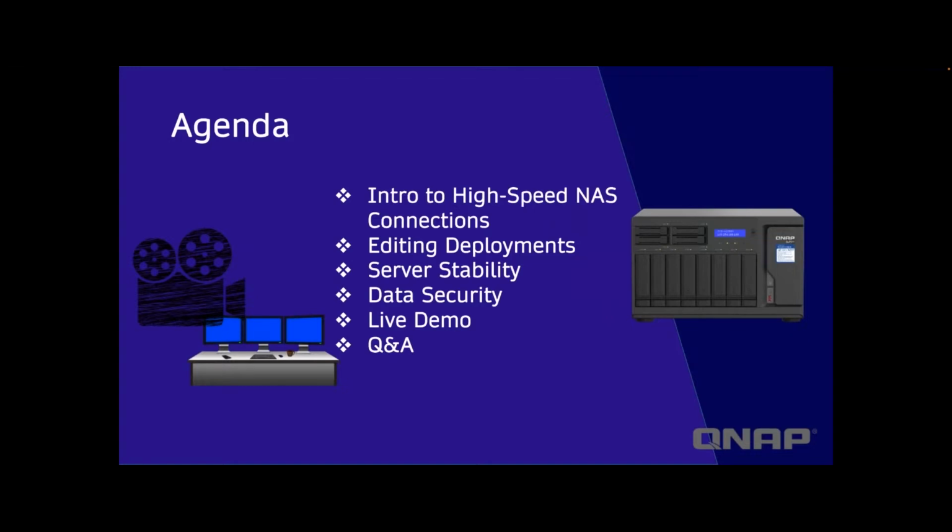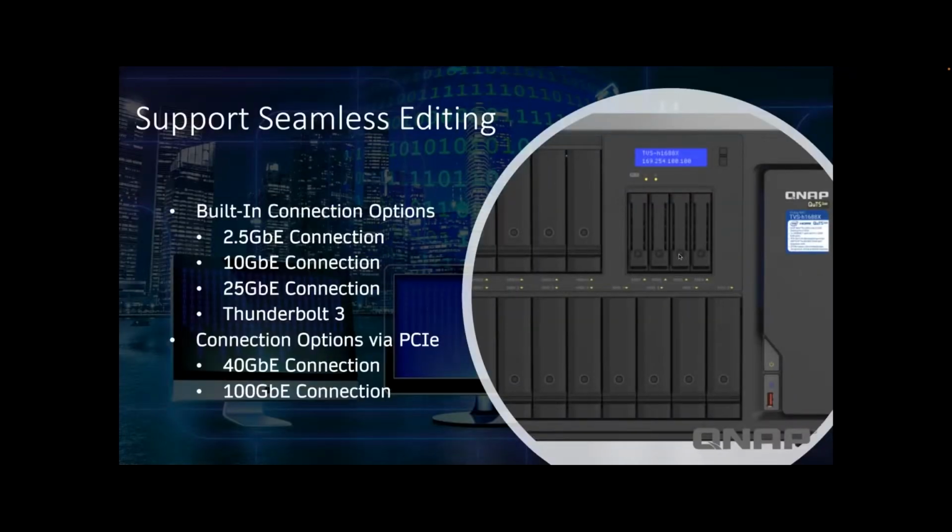To support smooth editing, it's important that the connection to the storage is fast. Quick throughput ensures minimal latency and is important when dealing with high resolution footage to enable a smooth editing experience. QNAP is a leader in high speed connections on NAS. Depending on your needs, you can choose between models with 2.5 gigabit, 10 gigabit, and even 25 gigabit connections, as well as Thunderbolt 3 and soon Thunderbolt 4. There are also models with PCIe slots that can support up to 100 gigabit on select models.